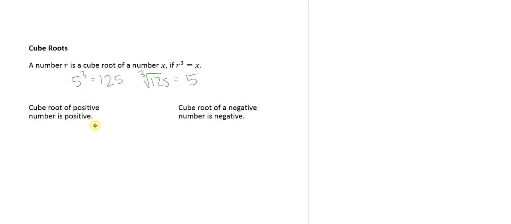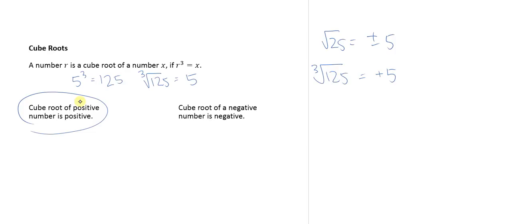So unlike with the square roots, where we would have the example that the square root of 25 is equal to plus or minus 5, the cube root of 125 is equal to just positive 5. So the cube root of a positive number is just positive. The cube root of a negative number is negative.